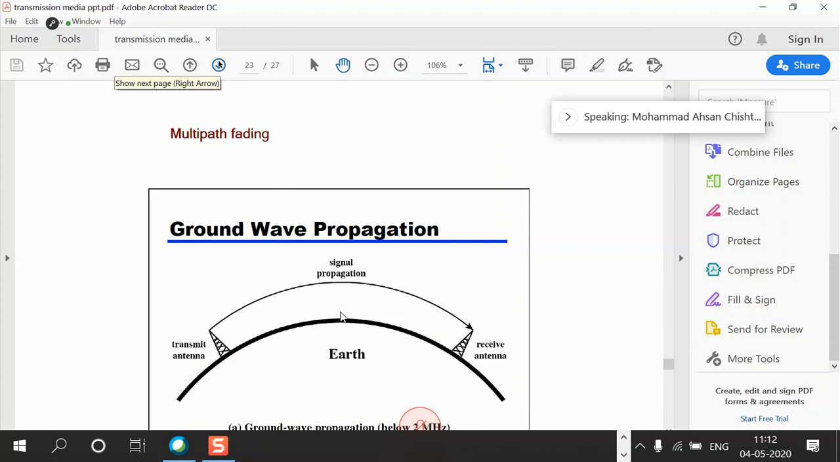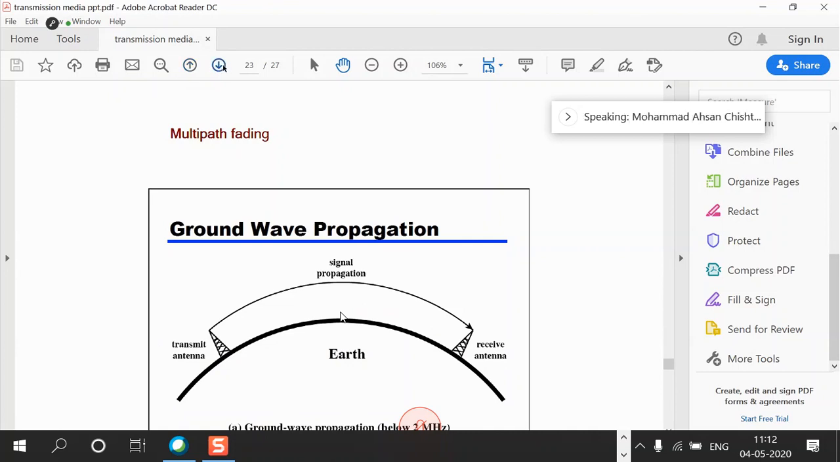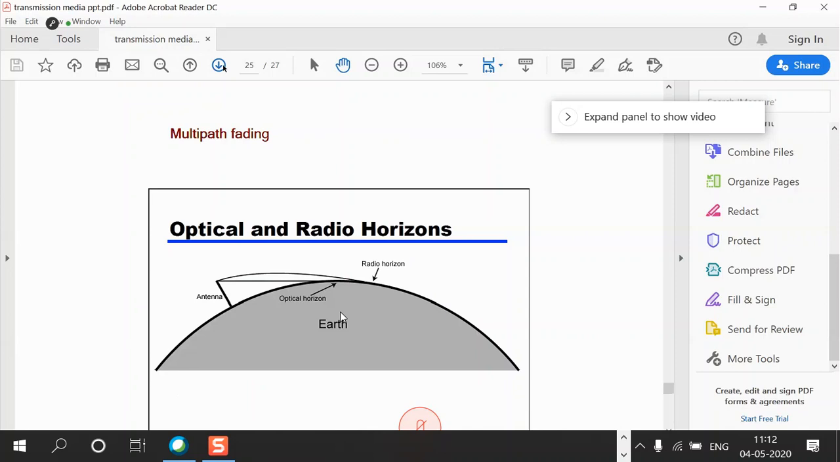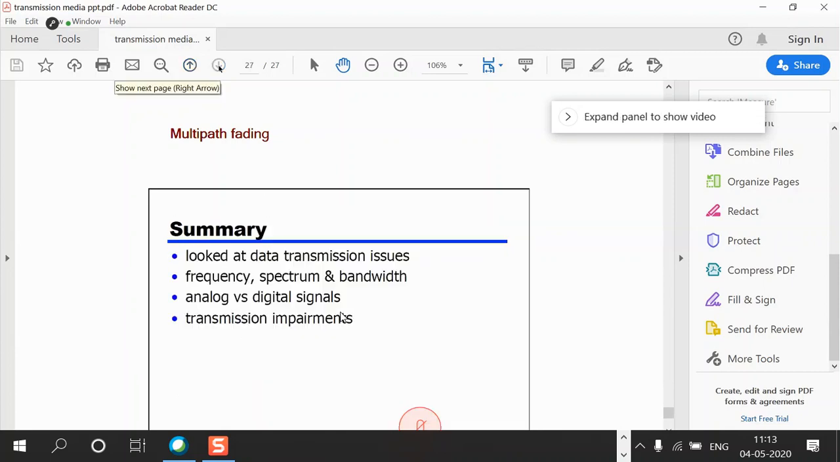This I had drawn, this one, line of sight. This shows what is line of sight propagation. This is ground wave. This is line of sight propagation. And then the earth comes in between and it cannot transmit. This one shows free space loss, I find here.